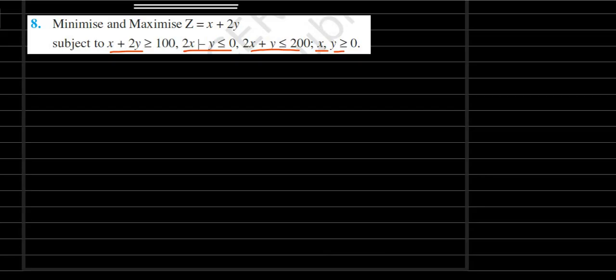First, to identify the common solution space, we need to convert the given inequalities into equations. The first inequality is x plus 2y greater than or equal to 100. I'm going to convert this into the equation x plus 2y equal to 100. Now I'm going to draw the line x plus 2y equal to 100. For that we need minimum 2 points.